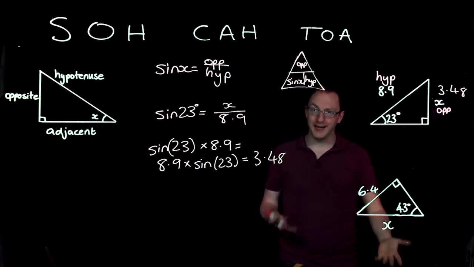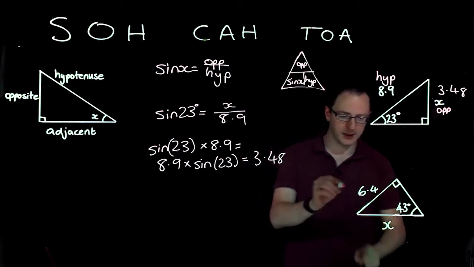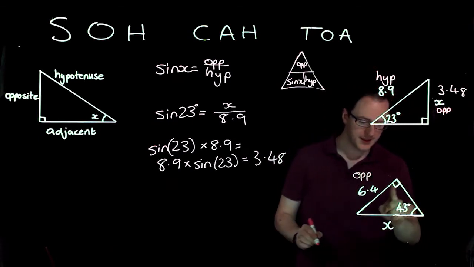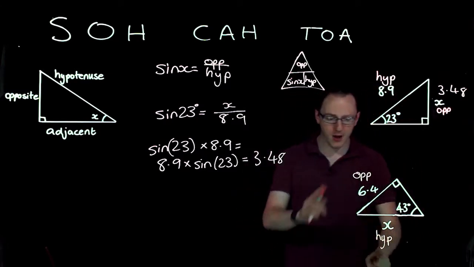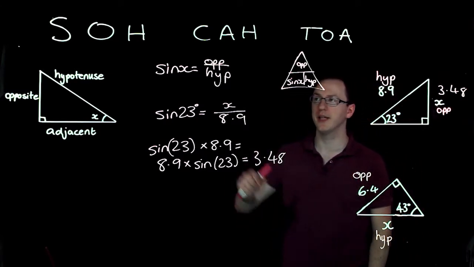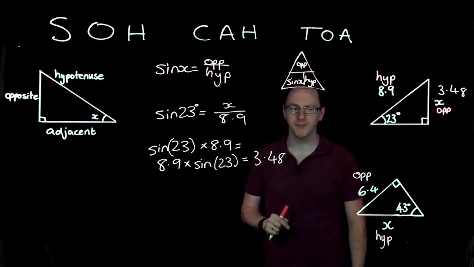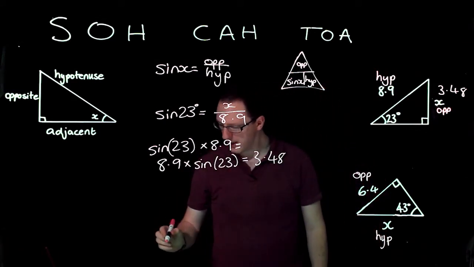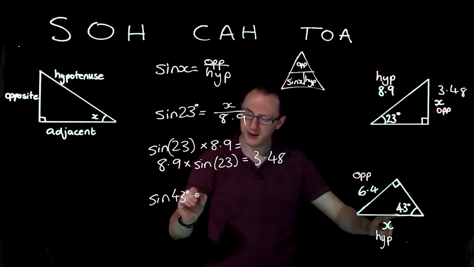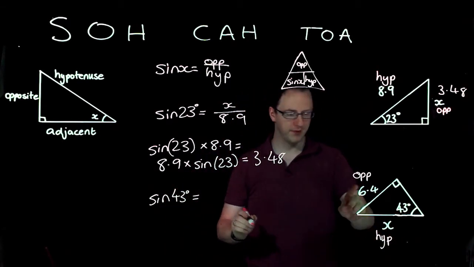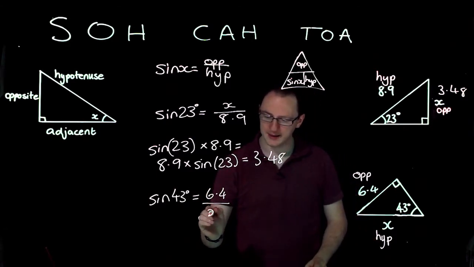Our second triangle, again, the first thing we're going to do is to identify the sides. This is the opposite, because it's opposite our angle. This is the hypotenuse, because it's opposite the right angle. So again, opposite and hypotenuse tell me I'm going to be using sine. Sine x equals opposite divided by hypotenuse, and this formula triangle. So let's fill out my formula with what I know. I've got sine 43, that's my angle, equals the opposite, that's 6.4, divided by the hypotenuse, that's x.